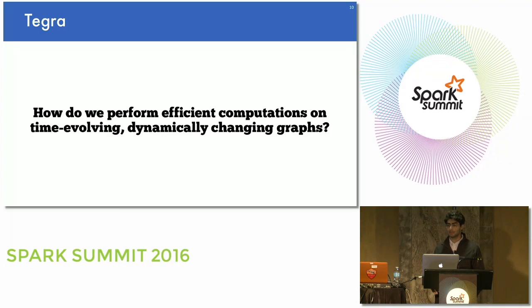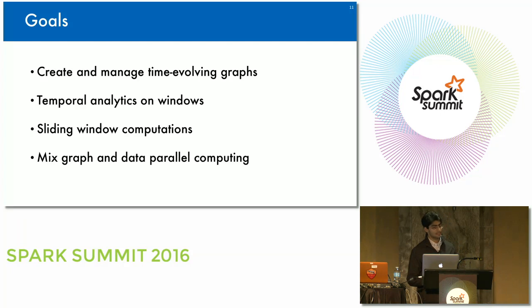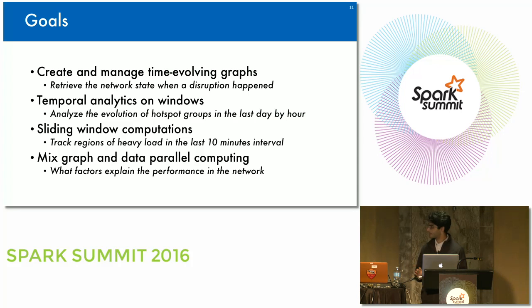All of these come down to the question of how we can efficiently compute on time-varying, time-evolving graphs, and Tegra, which is the system, aims to answer that question. We can group the requirements for doing this into maybe four points. First, we need to be able to access past versions of the graph. In this case, that's as simple as retrieving the network state when some disruption happened.